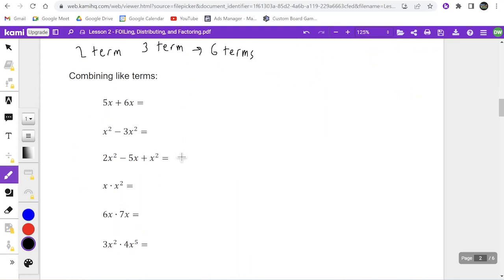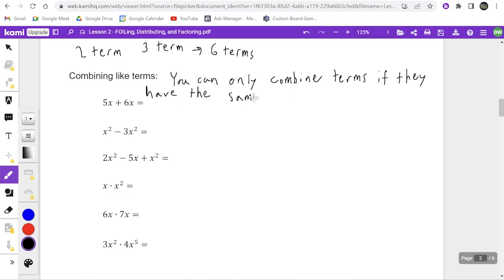So now we're going to be combining like terms. And what I mean by combining like terms, you can only combine terms if they have the same number of x's. So let's see what I'm talking about with some examples here. For the first one, 5x plus 6x, they're both just x. You know, there's one x, which means they can be added together. 5x plus 6x is 11x.